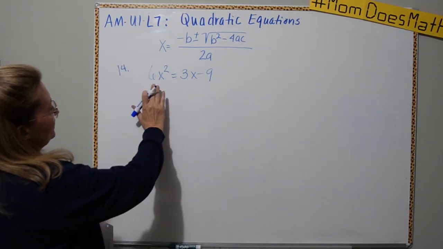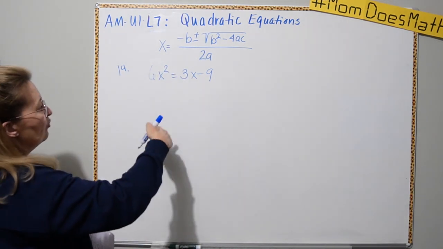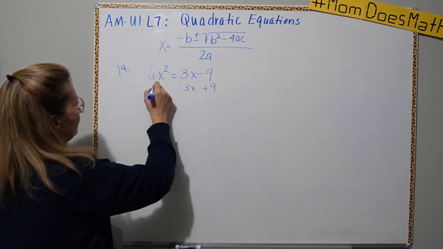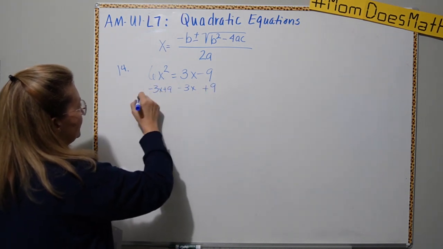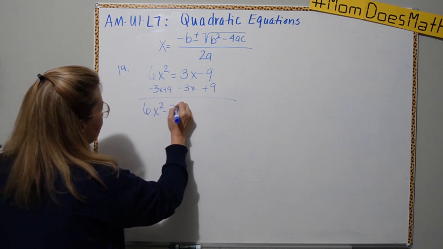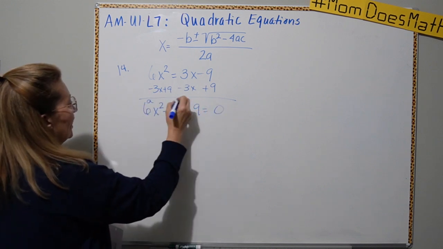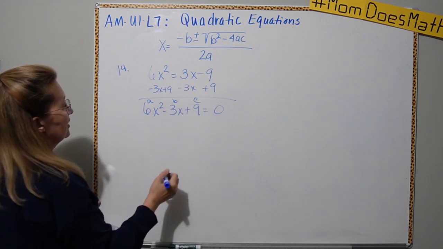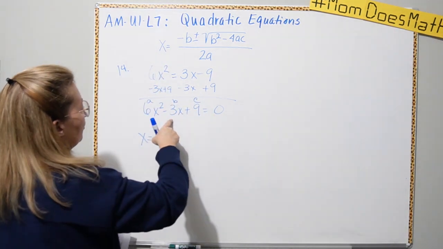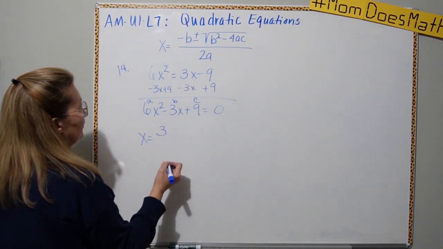Okay, number 14 is 6x squared equals 3x minus 9. So let's get it all in standard form first. We're going to subtract 3x and add 9 to each side. So standard form is going to be 6x squared minus 3x plus 9 equals 0. So here's your A, your B, and your C. So let's fill in. X is equal to negative b. Well, b is negative, so negative of a negative is going to be positive.